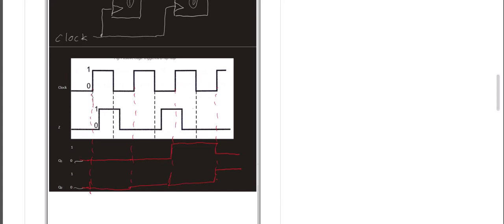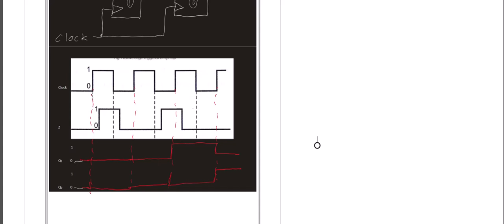So the Z is the input for Q1. Right. Okay. And then the Q1 is the input for Q0. Exactly. And it wouldn't be instant, right? Right. So Q0 happens a clock cycle after Q1. Whatever Q1 does, Q0 does a clock cycle later.